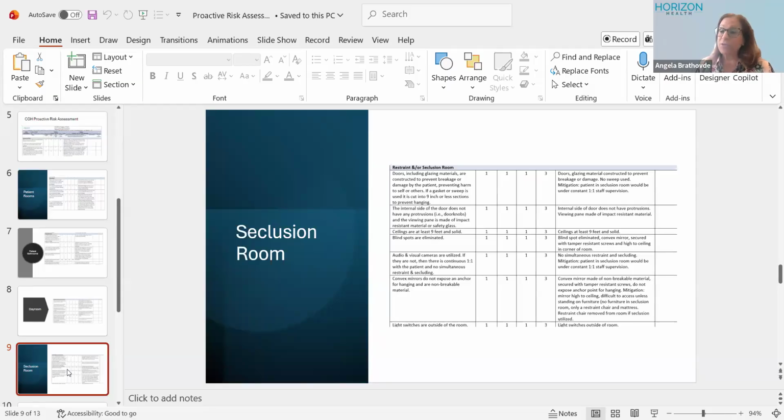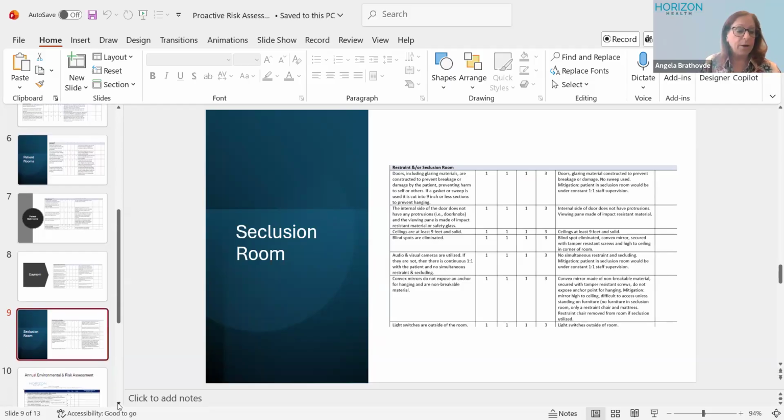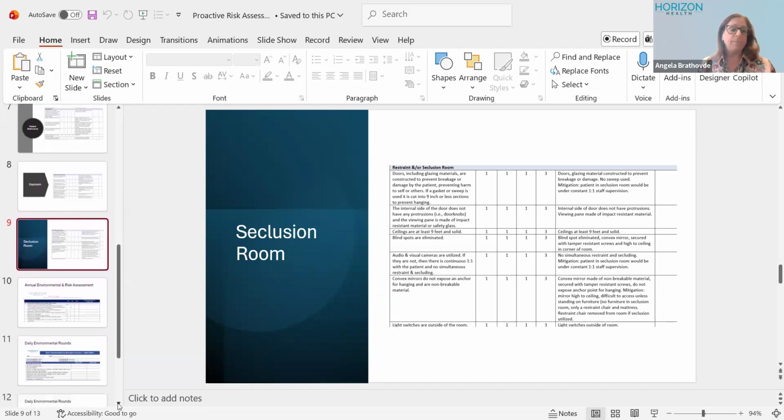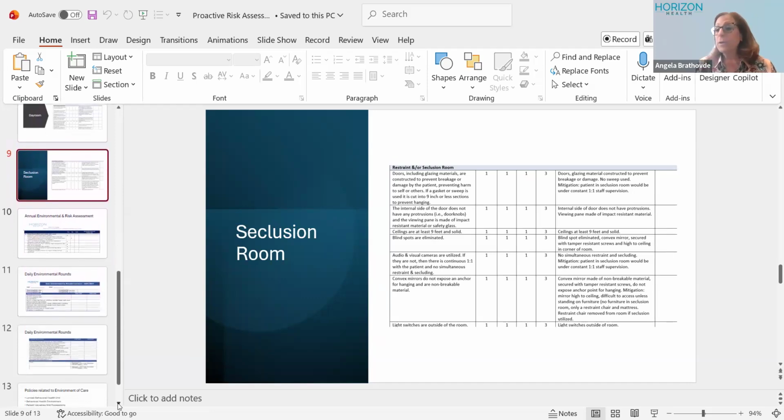The light switches are on the outside of the room. It's important to be able to see the patient. Plus, light switches could be a ligature risk. So that's the seclusion room area. And again, hallways, we always have to look at the doors.